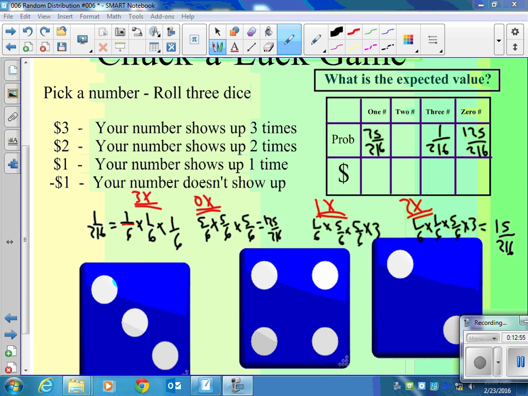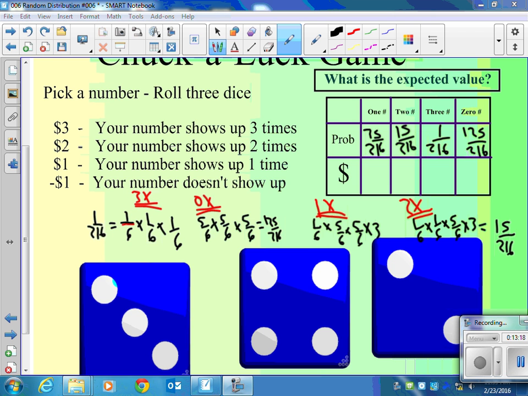What's 75 plus 125? 200. 200 plus 15 gives me what? There you go. So we know we did it right. Ta-da! Those probabilities look great. Now's the easy part. Now we're going to find out whether this is a fair game or not.